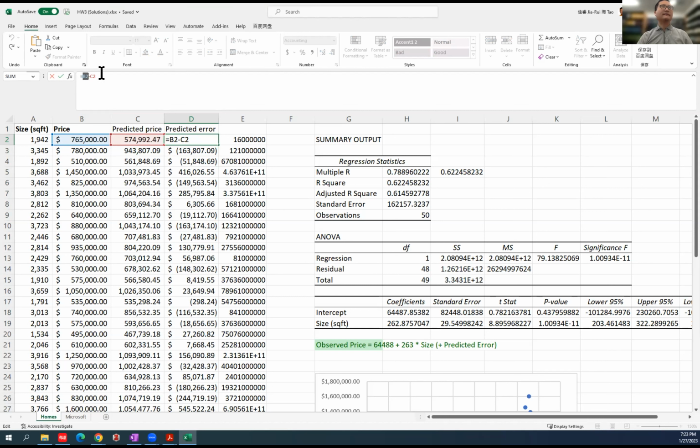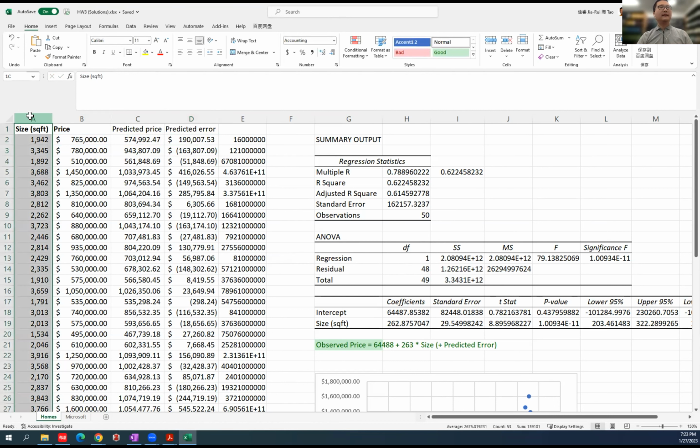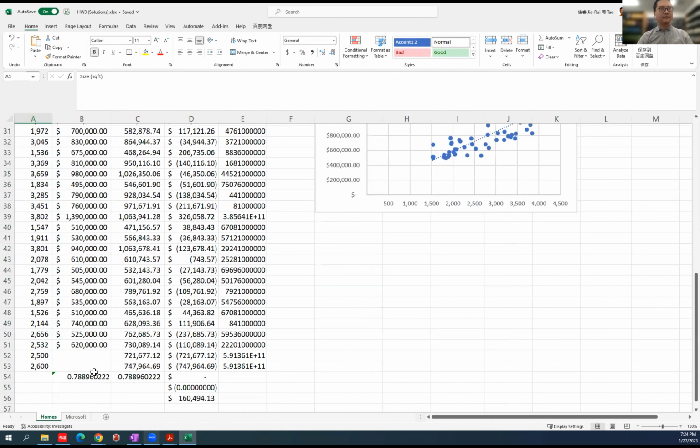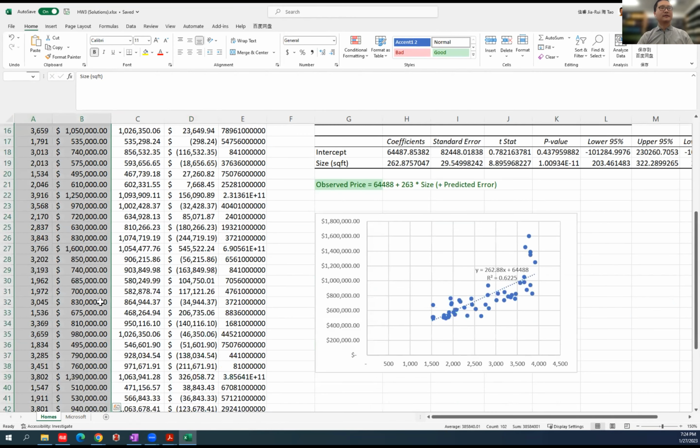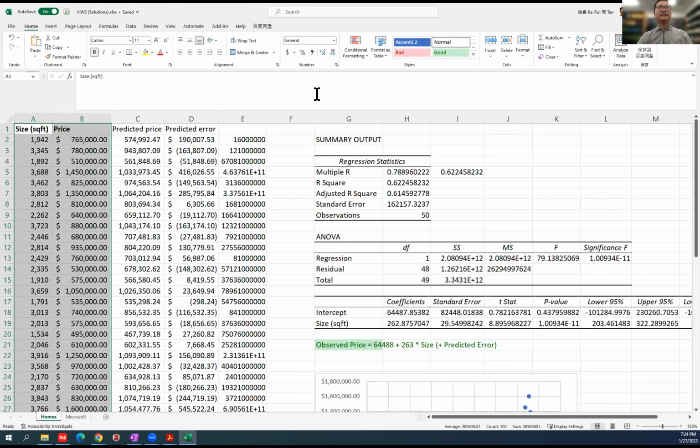Do not switch how you generate the predicted error. Otherwise, you could have a different sign for the predicted error. So this is how we can derive the residues. You could possibly let Excel generate the residues directly for you, but as I demonstrated just now, that's how the residues were calculated.